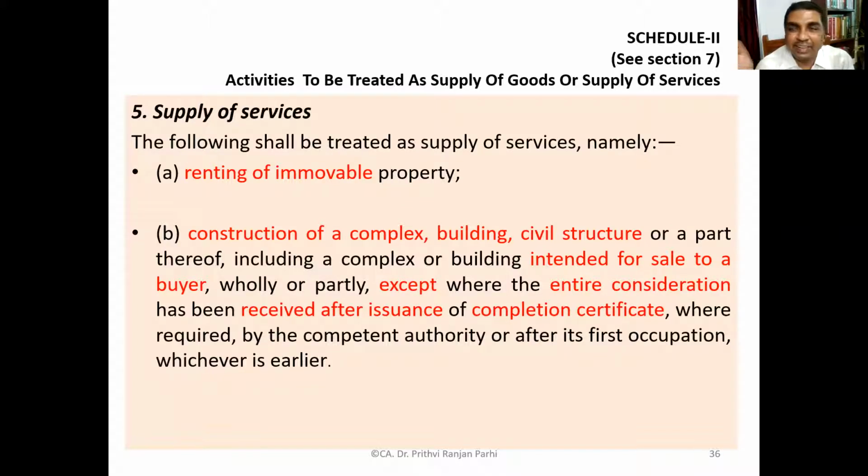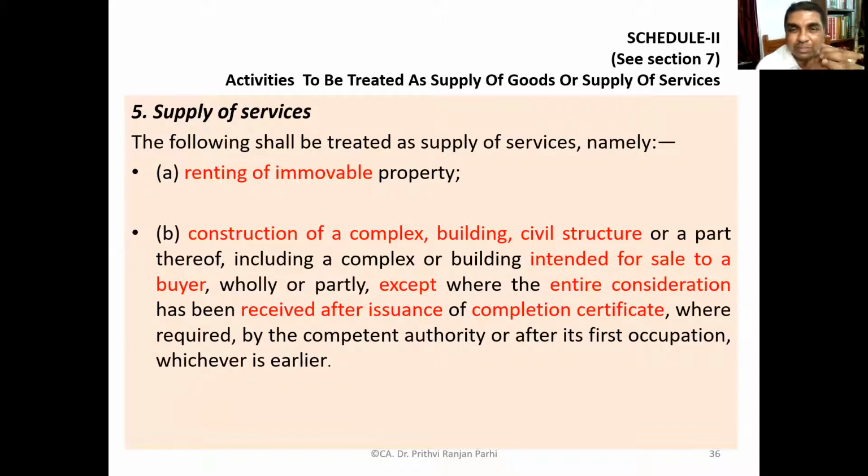The first point is the renting of immobile property. Renting of immobile property is a supply of services, not supply of goods. Construction of a complex building, civil structure, or a part thereof, including a complex or building intended for sale to a buyer, wholly or partly, except where the entire consideration has been received after issuance of the completion certificate, where required, from the competent authority, or after its first occupation, whichever is earlier.